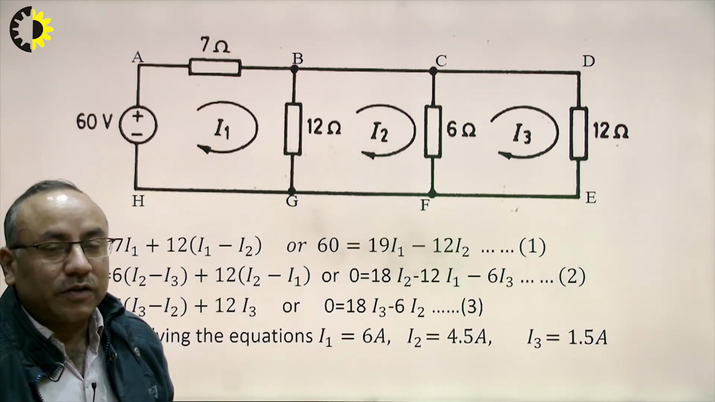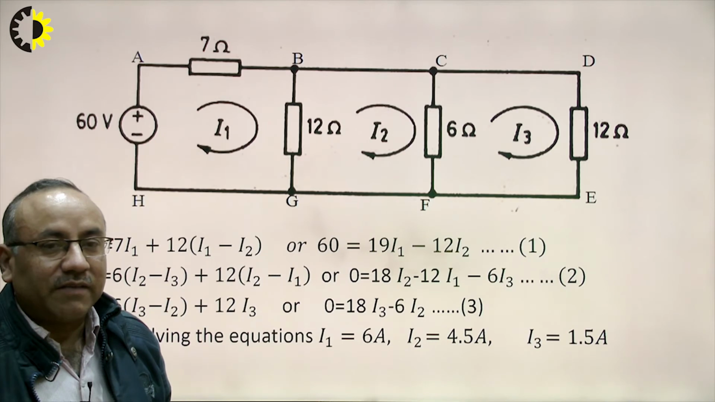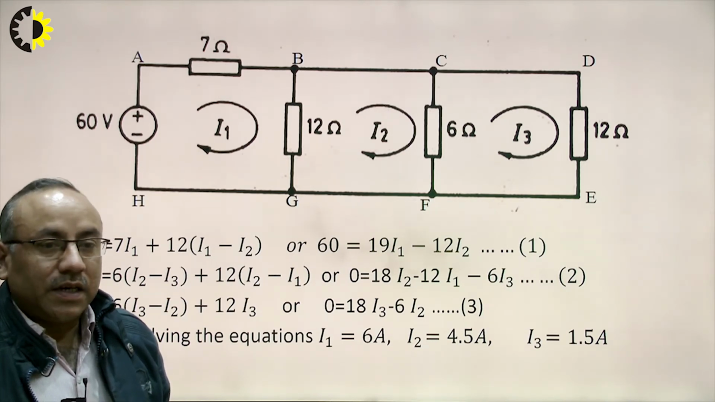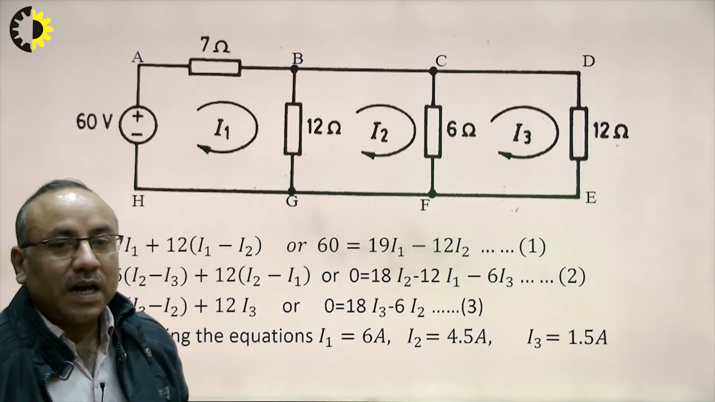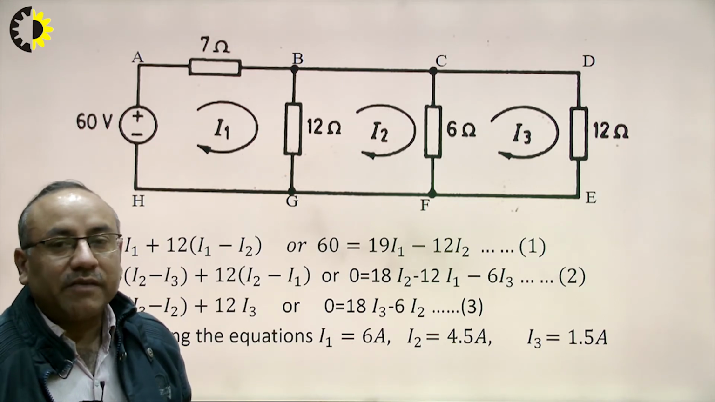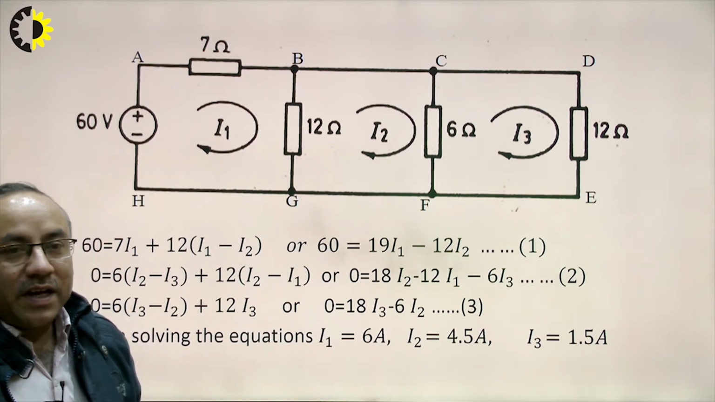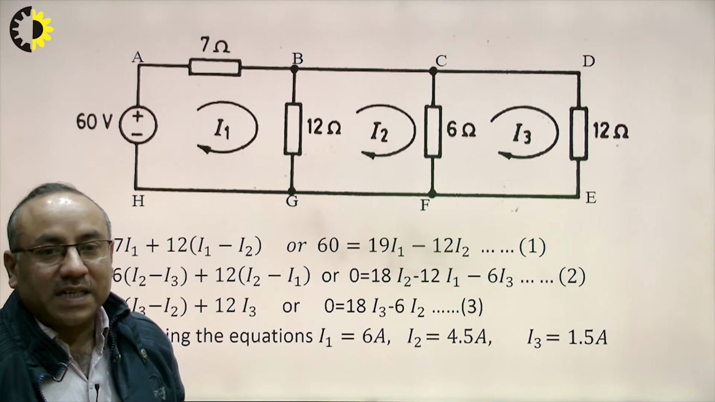So, now we have 3 unknowns, I1, I2 and I3, which are the 3 mesh currents, and 3 equations for the 3 meshes with the help of KVL. On solving these 3 equations, we can find the values of I1, I2 and I3. If we solve these equations, we find I1 is 6 ampere, I2 is 4.5 ampere and I3 is 1.5 ampere. So, that way all the 3 mesh currents can be found using mesh analysis.